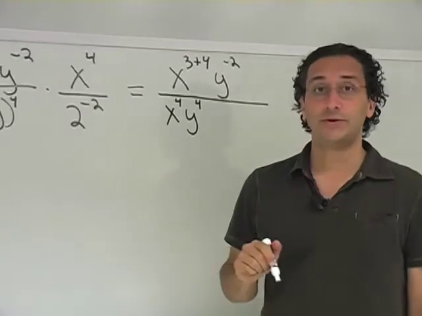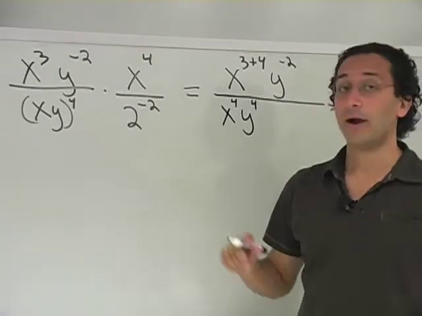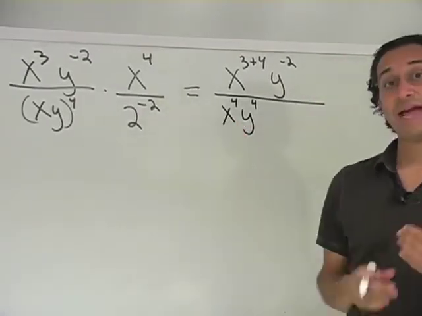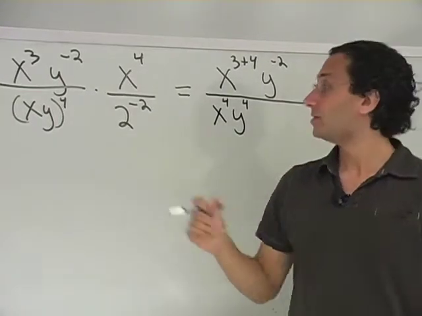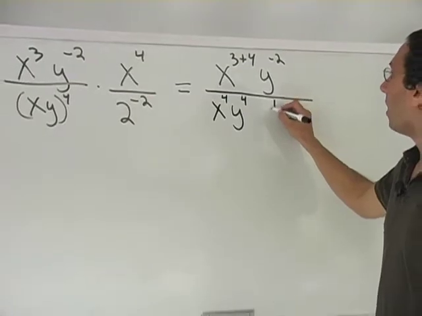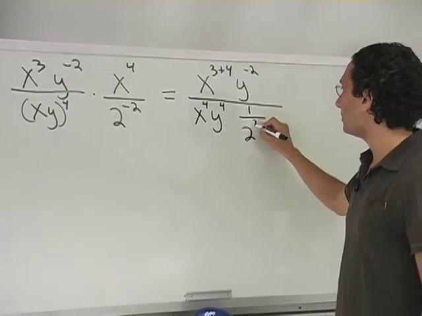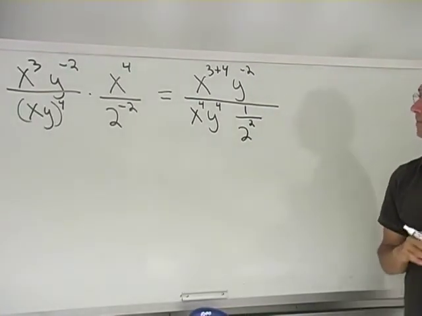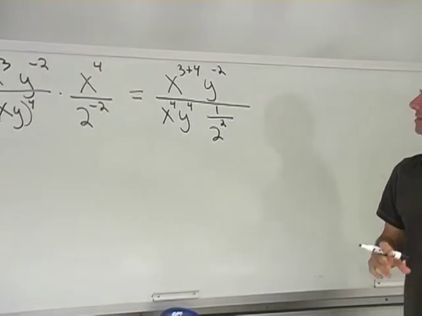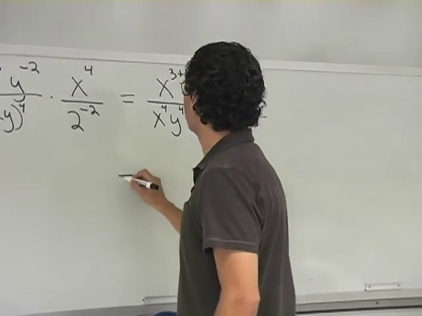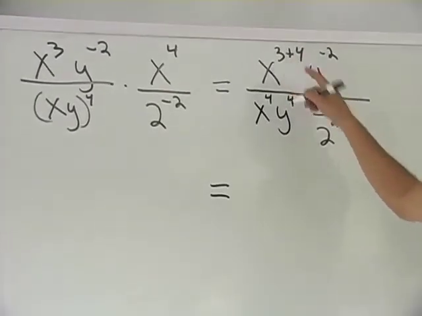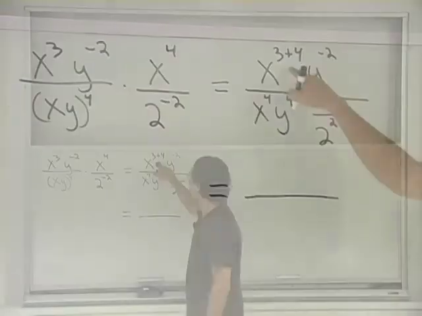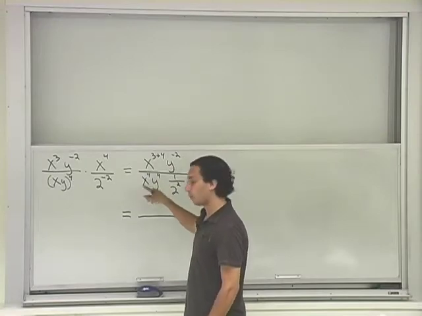2 to the minus 2, well, there's some simplifying we can do there. Simplifying in the sense that a negative exponent means something else. 2 to the minus 2, in fact, means 1 over 2 to the positive 2. So let's see what we have now. Well, this is x to the 7th over x to the 4th.